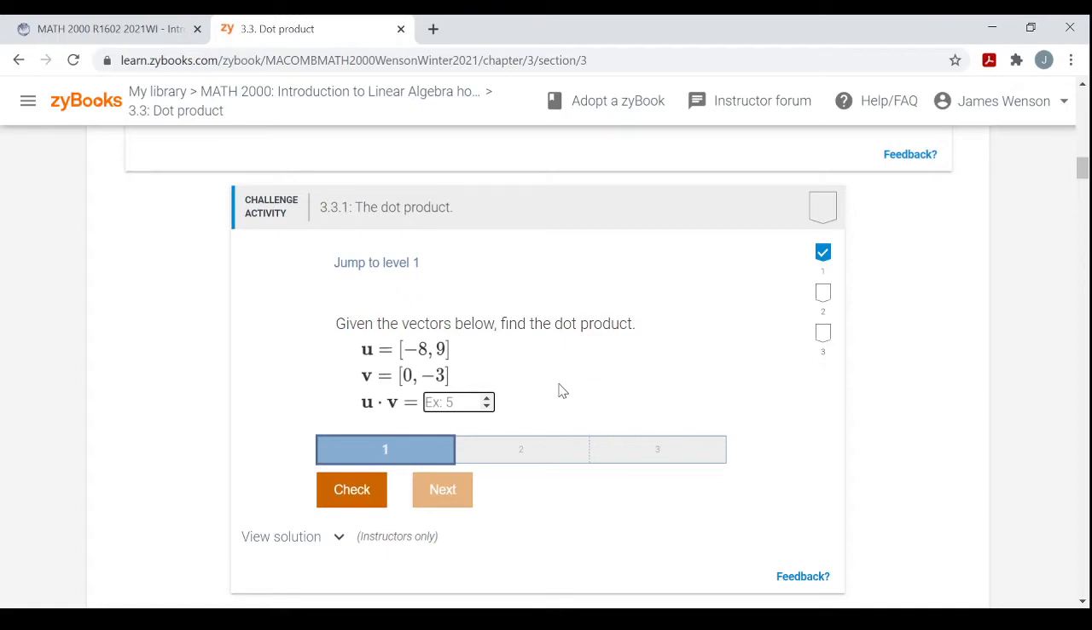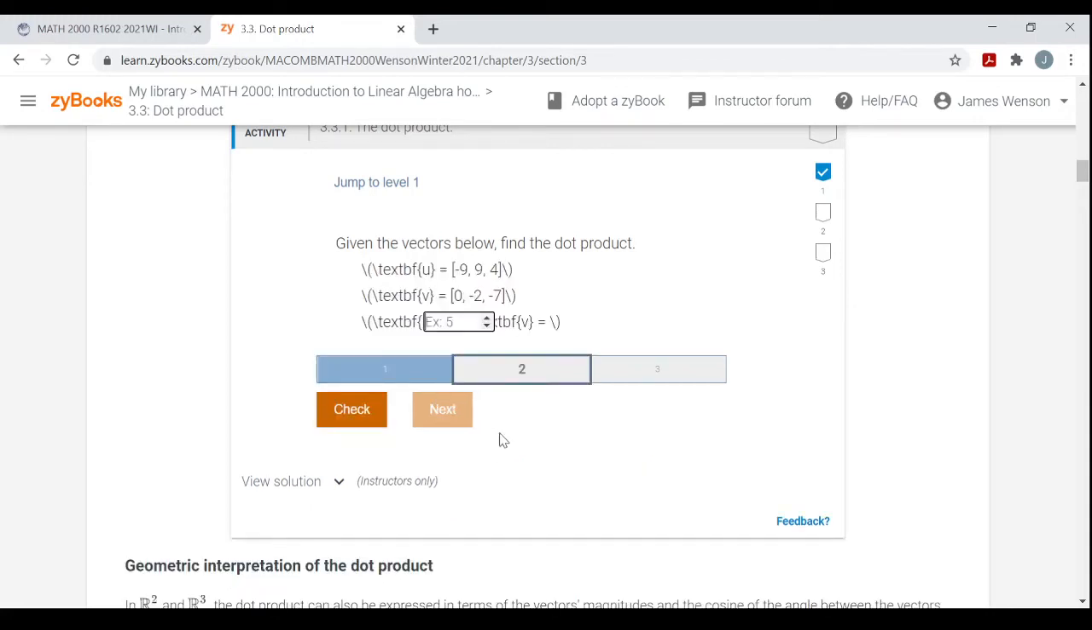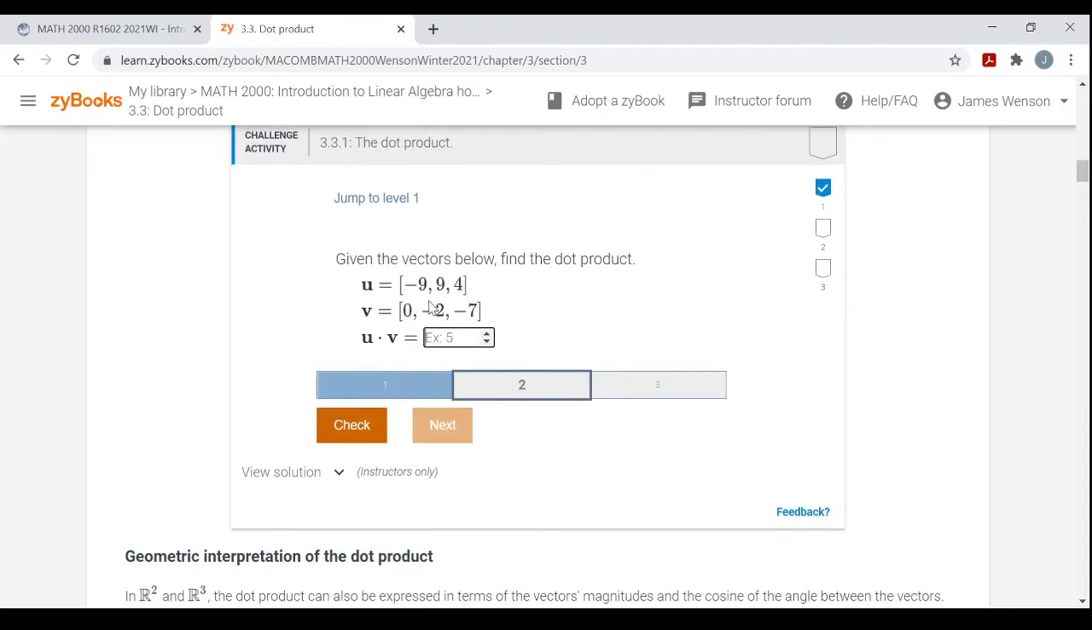And there's only 3 of these. These are pretty simple, as you've seen. 0 times -8 is 0. 9 times -3 is -27. 0 plus -27 is -27. And then I move on to the next level. Right, and then it's dot product of 2 vectors of 3 components. Again, very, very simple arithmetic.